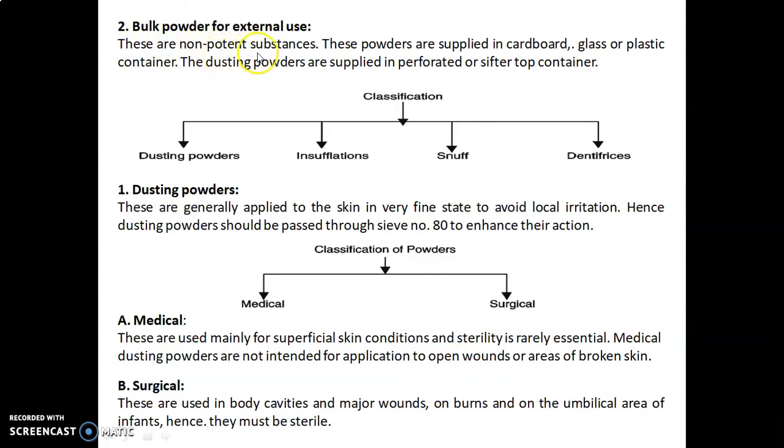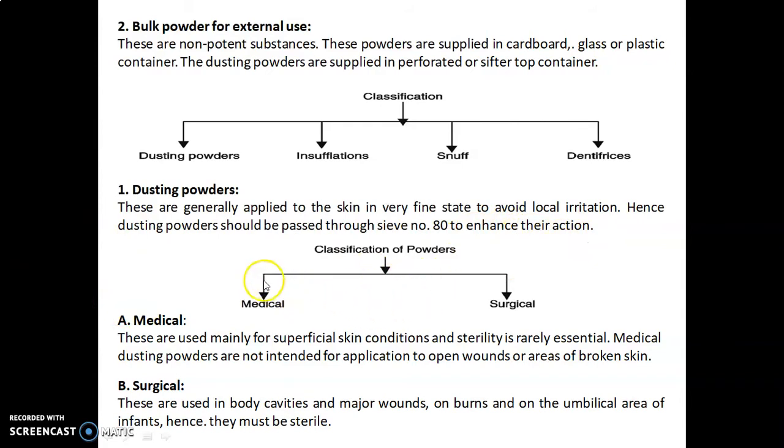These are non-potent substances. These powders are supplied in a cardboard, glass or plastic container. The dusting powders are supplied in a perforated or sifter top container. The classification of this bulk powder for external use is first of all dusting powder, then insufflations, snuffs and dentifrices. We will discuss dusting powder. These are generally applied to the skin in a very fine state to avoid local irritation. Hence, the dusting powders should be passed through sieve number 80 to enhance their action.